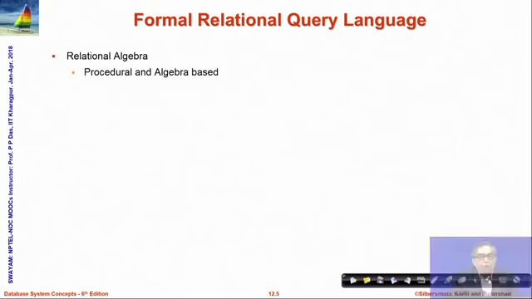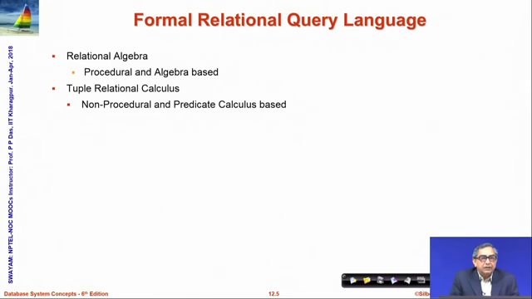So, formal relational query languages are of three types. One is known as relational algebra. This is procedural in nature. So, we specify what operations need to be done to achieve the result, and the whole formulation is based on set algebra.